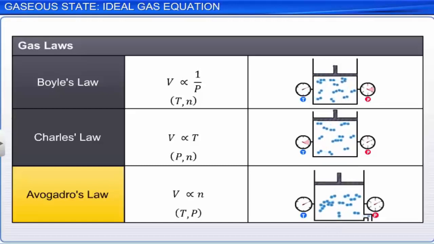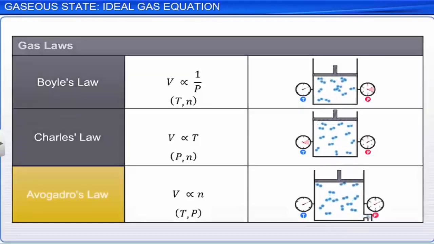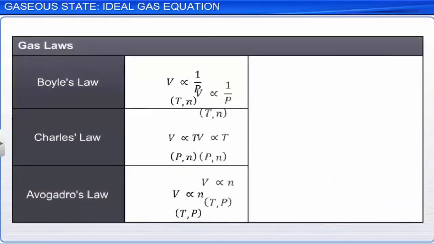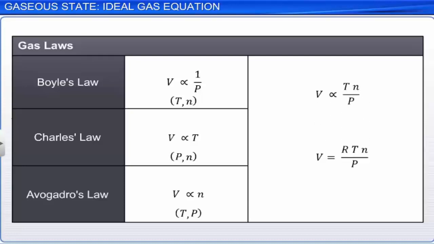On combining these 3 laws, we get the ideal gas equation. When we introduce a constant of proportionality, R, the equation can be written as V = RnT/P. Here, R is known as the universal gas constant.